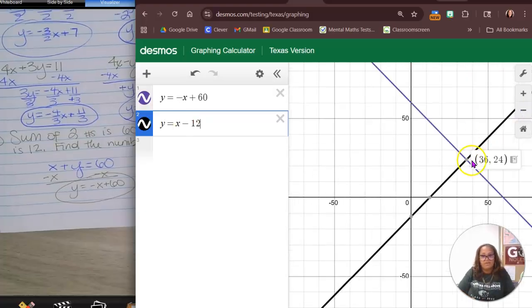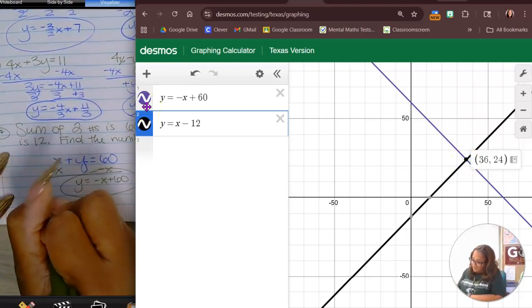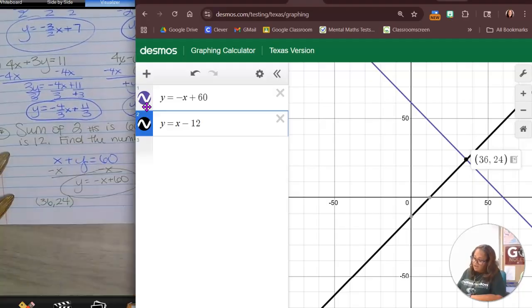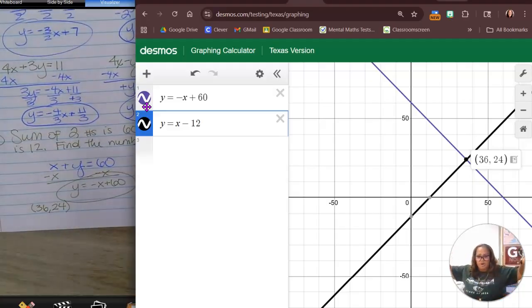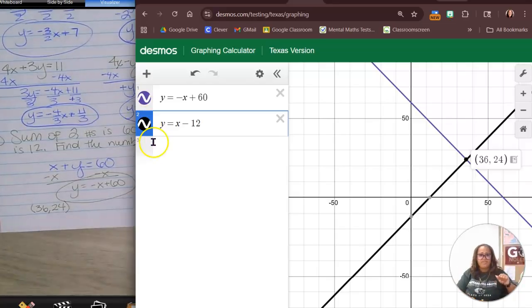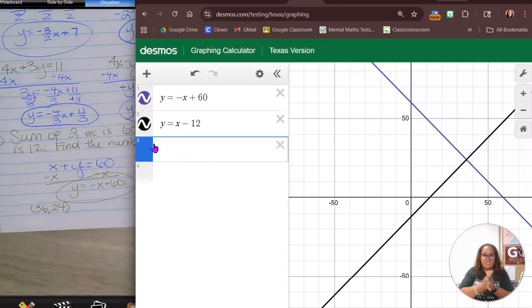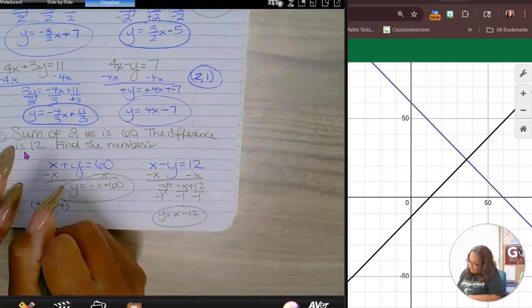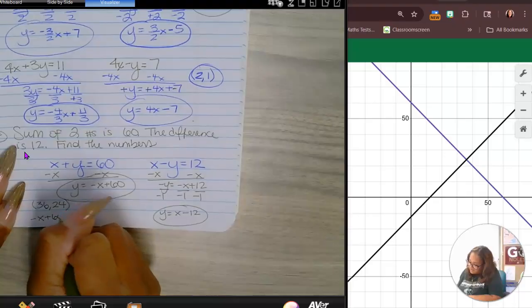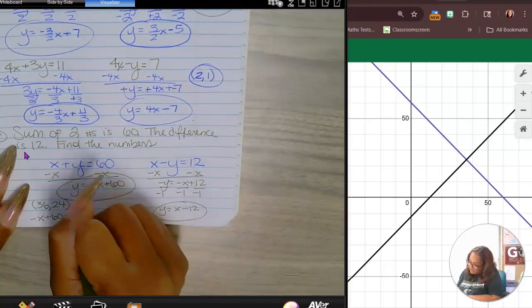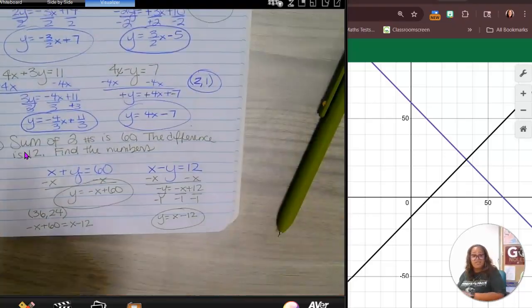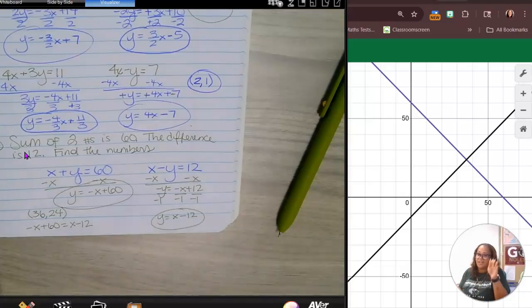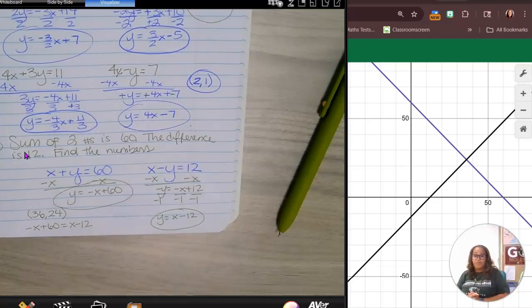I'm going to have to zoom out a little bit to see where they cross. 36 and 24 is my answer. Now, if ever you get some that are too far apart and you can't see where they intersect, you can always set negative x plus 60 equal to x minus 12, and then solve for x and then plug it in if you're feeling extra.